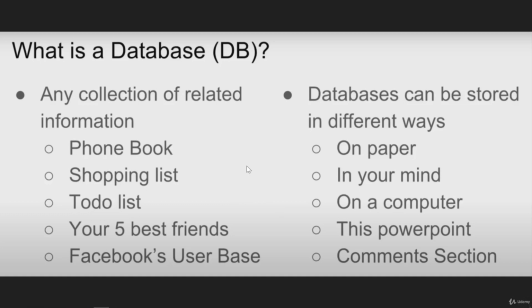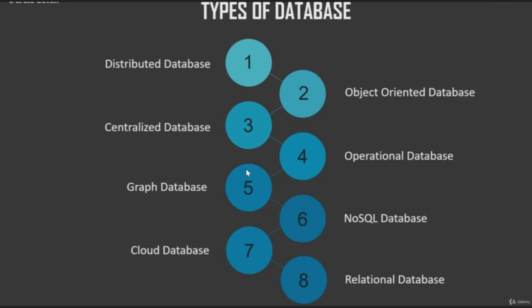I want to show you types of databases. For example, distributed database, object-oriented database, centralized database, operational, graph, NoSQL, cloud, and relational. In this lecture, in this video series, we will see relational database and NoSQL database. I'm gonna show you NoSQL and relational databases.